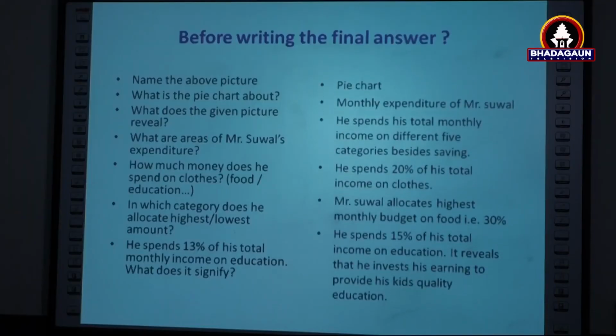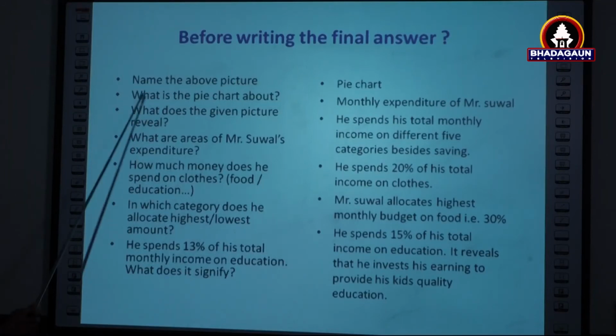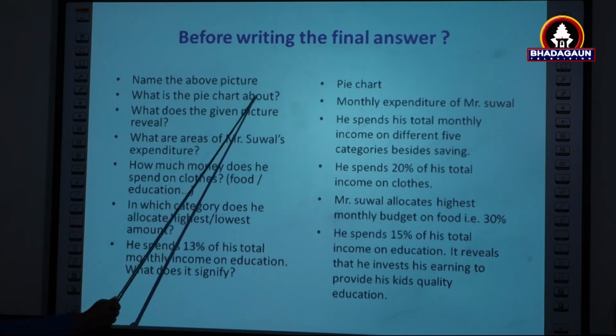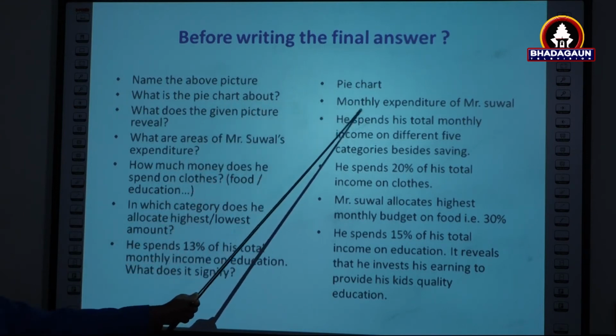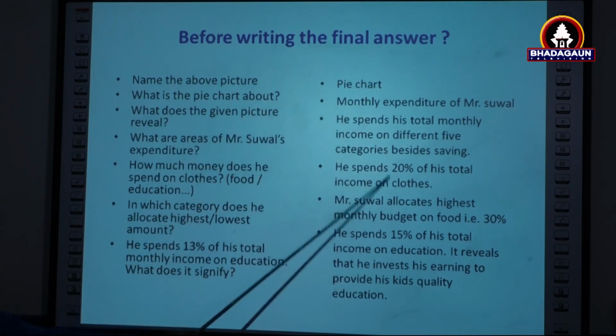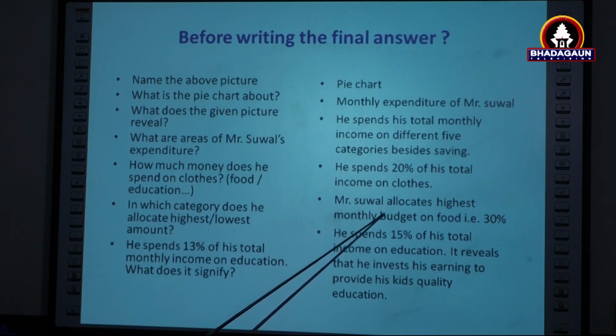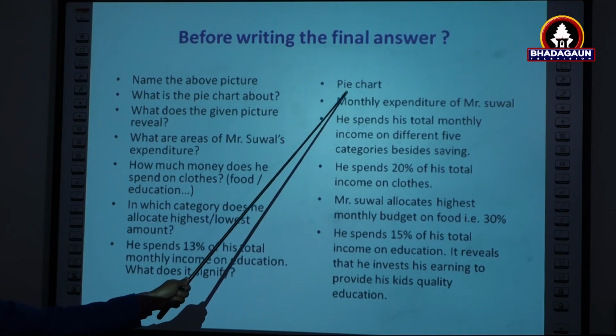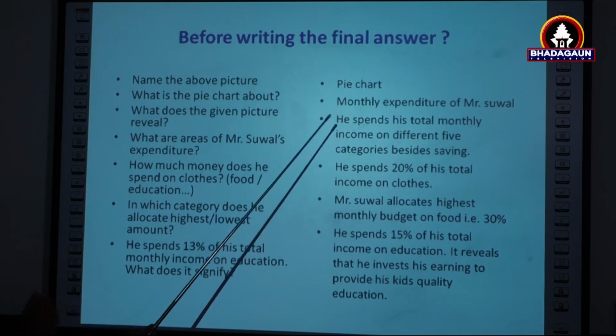Before that, I have prepared the answer also. See here, name the above picture: pie chart. What is the pie chart about? This is the rough answer, right? Now we have prepared the rough answer. After preparing this rough answer in your mind, now you are ready to write the final answer, using those expressions or language functions that we have already discussed.